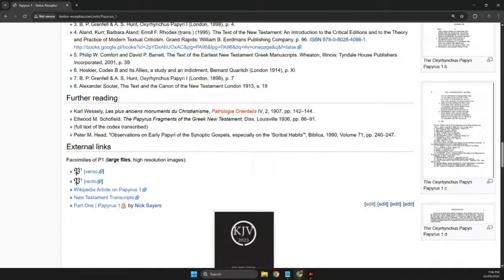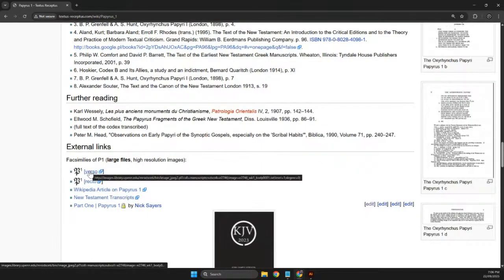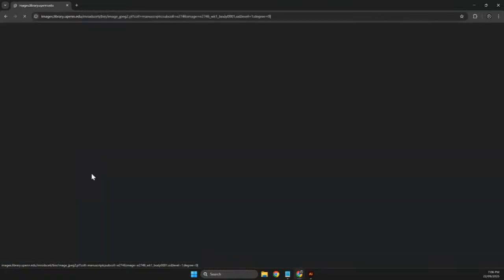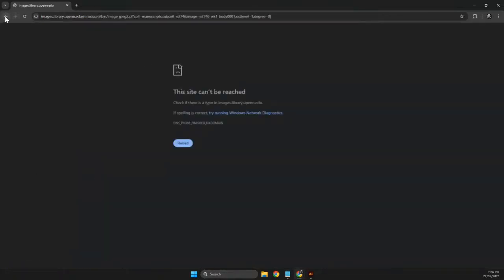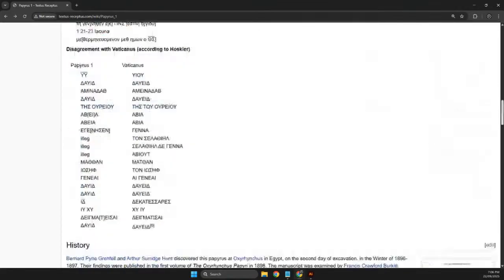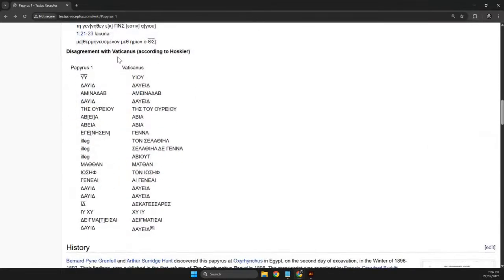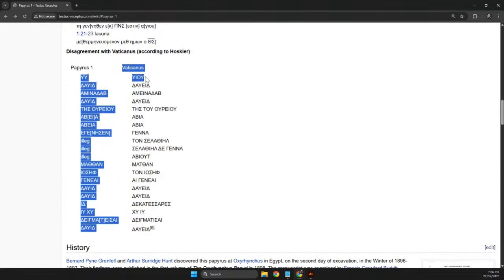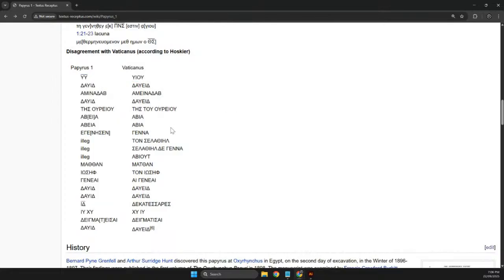Maybe I didn't. Okay, so yeah, the library that had these doesn't seem to have them anymore. I'm not sure why, but sometimes they move them around. So these are the issues, like they're saying it's close to Vaticanus because of these type of readings.